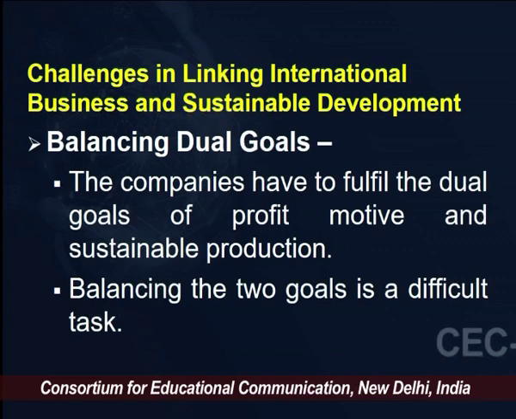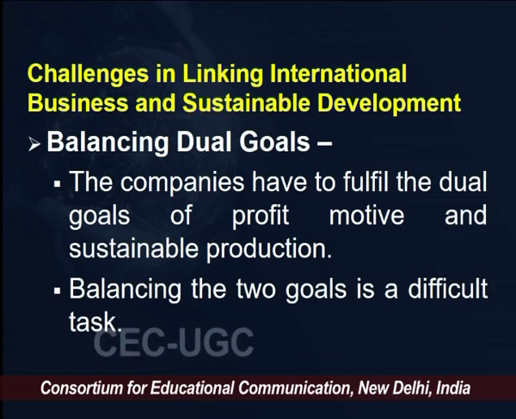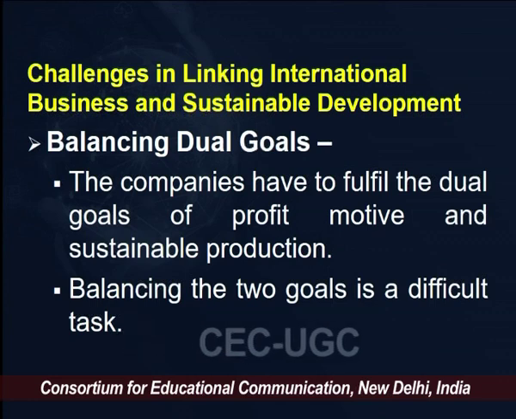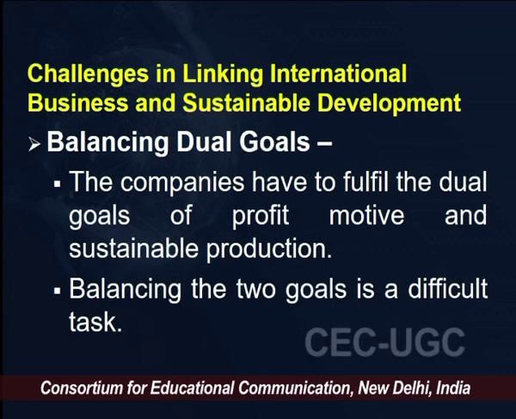So, the dual goal of profit motive and sustainable production have to go hand in hand, and that is a very difficult task, because when you are spending on sustainable production, then the profit motive will not be achieved. So, you have to find a balance. That balancing of dual goals is important. It is a difficult task, but the companies have to find a way.